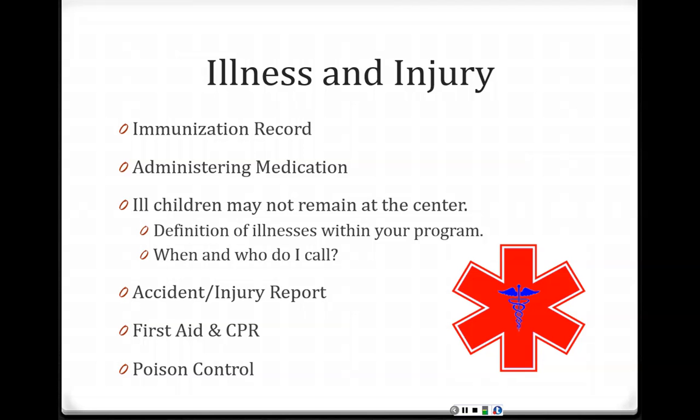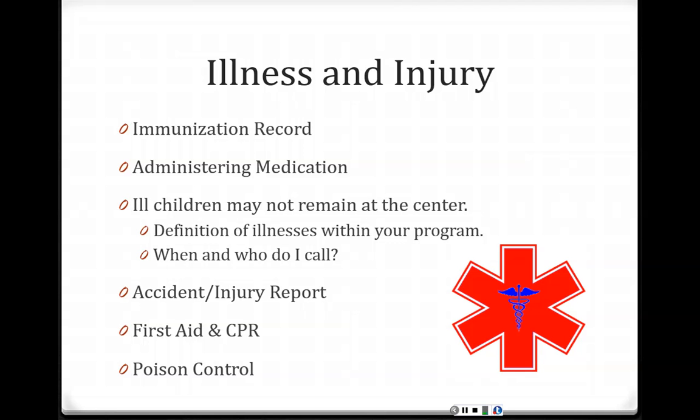Anytime medication is administered, there is a medicine authorization form, and you need to make sure that you review those procedures about administering and storing medications. There's forms your parents have to fill out in order to do that. In some centers, you may actually be the one required to do that. In other centers, it's the director or an assistant director that actually administers medication. But you need to be very familiar with the medicine authorization form and the procedures for administering and storing medication, both in the minimum standards and your center's policies, especially if you're going to be the one administering the medication. Ill children may not remain at the center.